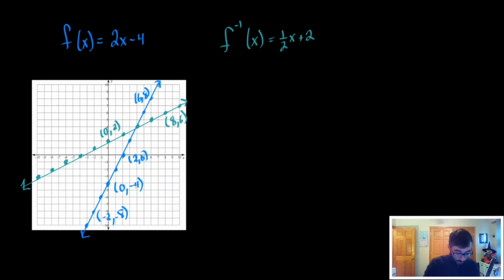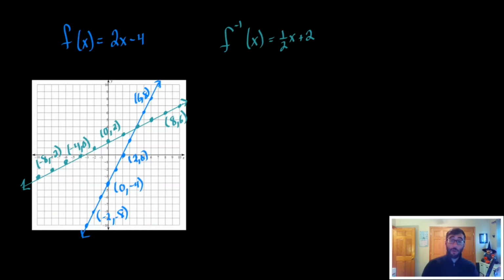I see the point (0, -4) on the original function, and I see the point (-4, 0) on its inverse. I see the point (-2, -8) on this function, and I also see the point (-8, -2) on its inverse. So what you should take away from this is that if we switch the x and the y of the original function, we get those points on the inverse function, and that's exactly how we can graph inverse functions.